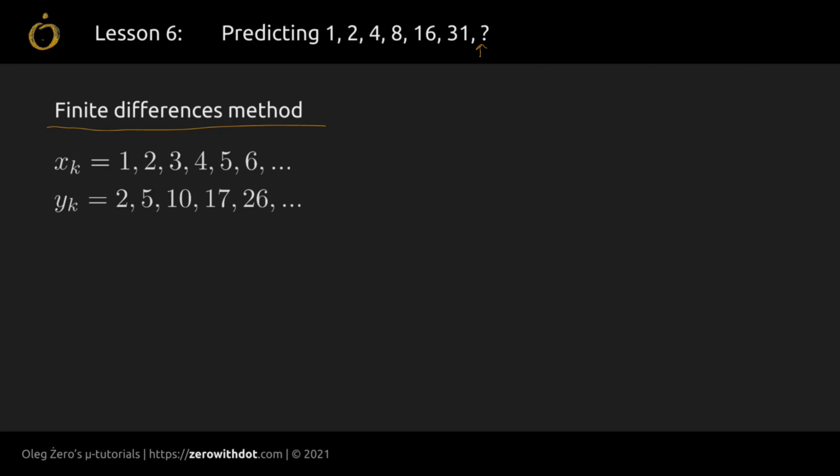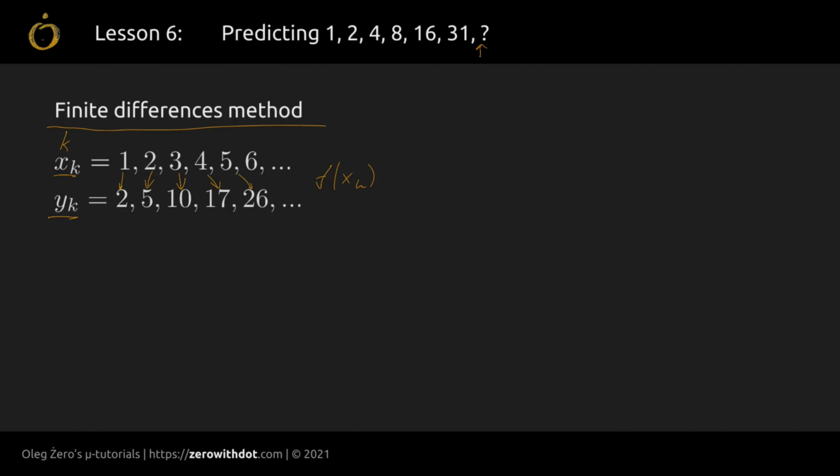Let's say that we have two sequences. We have xk, the source sequence, and we have yk, which is the destination sequence. We could replace xk by k only, because xk is just a sequence of natural numbers. But what we're interested in is the mapping between xk and yk. In other words, we're looking for a function f of xk that will give us yk. So 1 will be turned into 2, 2 to 5, 3 to 10, 4 to 17, 5 to 26.